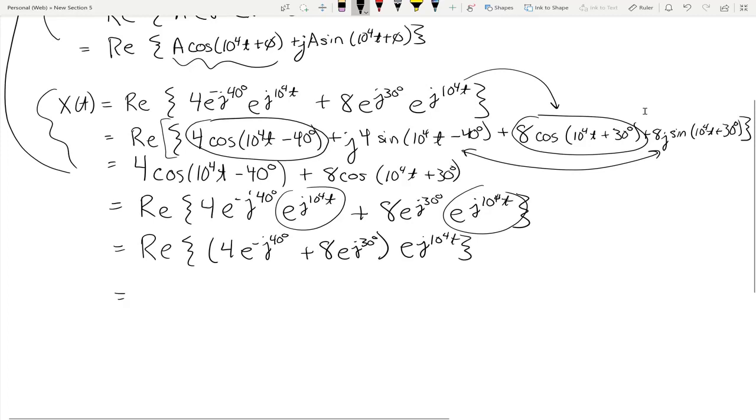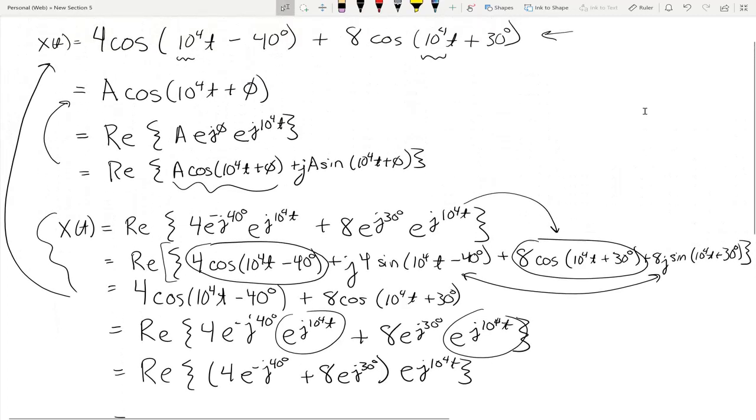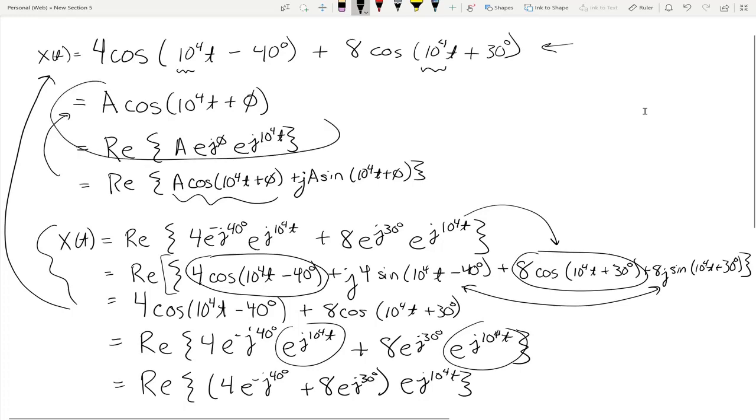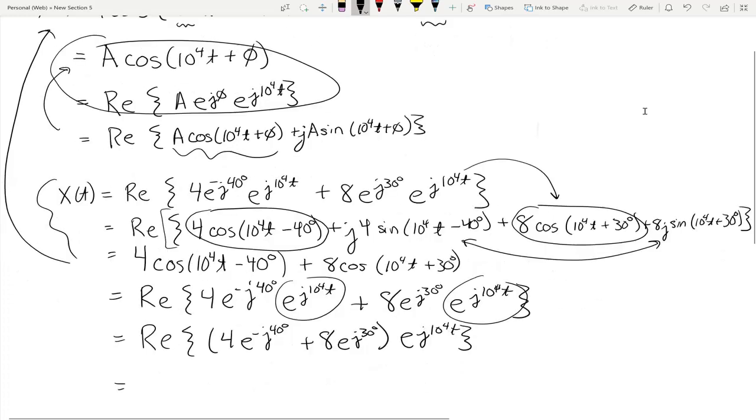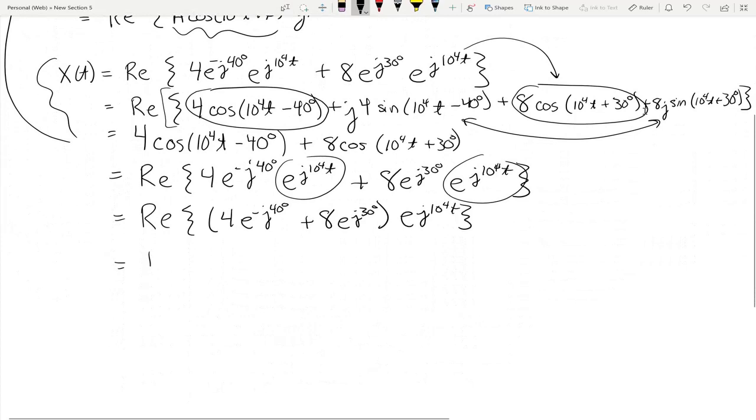Now, my goal, I said at the very beginning, was to get something of the form shown here. So I'm almost there, because if I have here two complex numbers added together, I know two complex numbers added together are just going to become another complex number. So I can express 4e to the j minus 40 plus 8e to the j 30 as A e to the j phi.